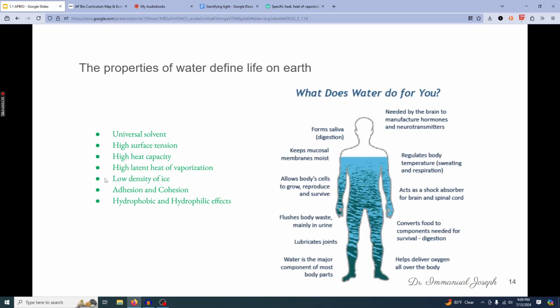So to summarize, properties of water that define life on Earth: water is a universal solvent, water has high surface tension, high specific heat capacity, and high latent heat of vaporization. One property which I didn't talk about here, and this is really important, is that water as a solid has less density than its liquid. Usually this is the other way around. Most liquids have less density than solids, but water is the opposite.